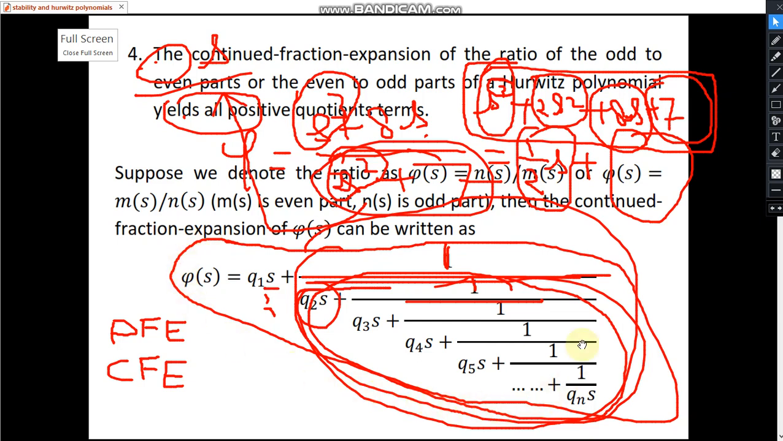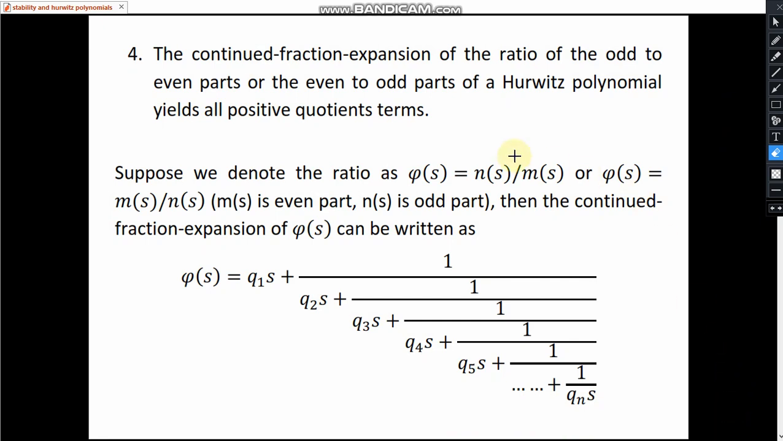This way we will be able to find out the continued fraction expansion. But it is not necessary to do these steps separately. In a single stroke, this whole process can be performed. How to perform this whole process of continued fraction expansion in a single step? That process we are explaining in the next slide.